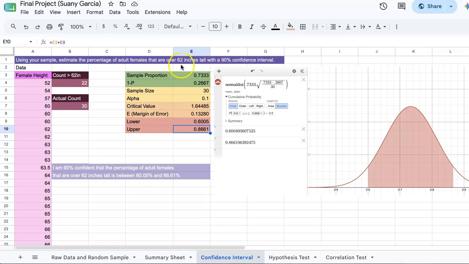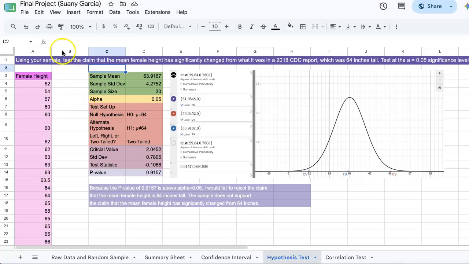In other words, if I were to take another sample set, then roughly 60 to 87% of those females would have a height taller than these 62 inches over here. And while that exact percentage is unknown, I am 90% confident that the true value is somewhere in this range right here.